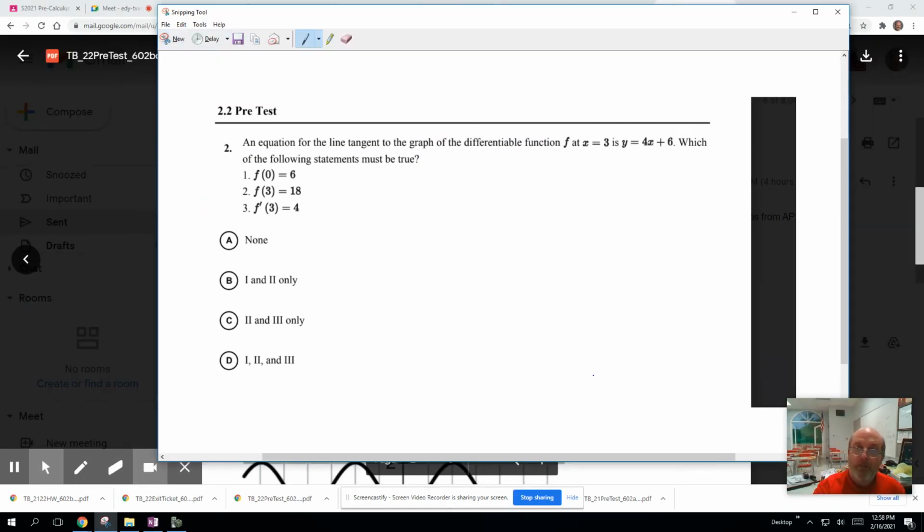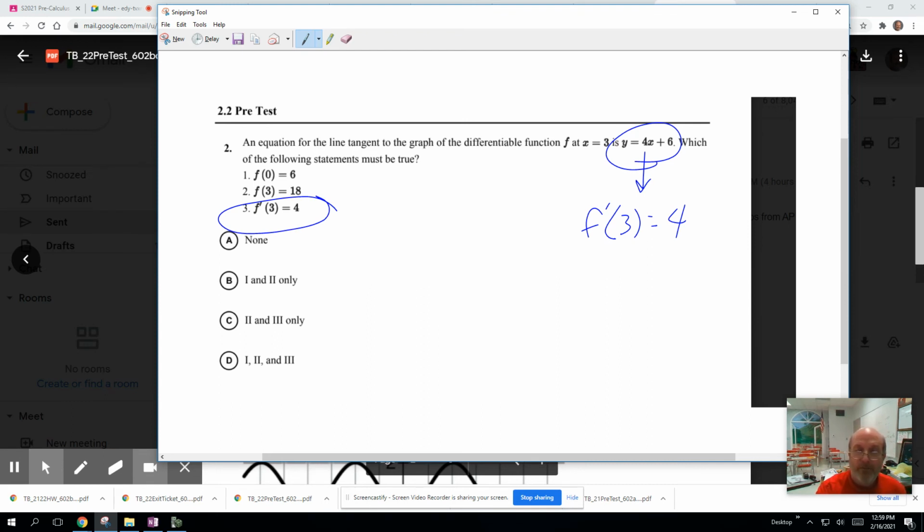Okay, remember, this is the tangent line. The slope of the tangent line at x equals 3 is the derivative at x equals 3. So f prime of 3 is equal to the slope of the tangent line at 3. So 3 is definitely true.